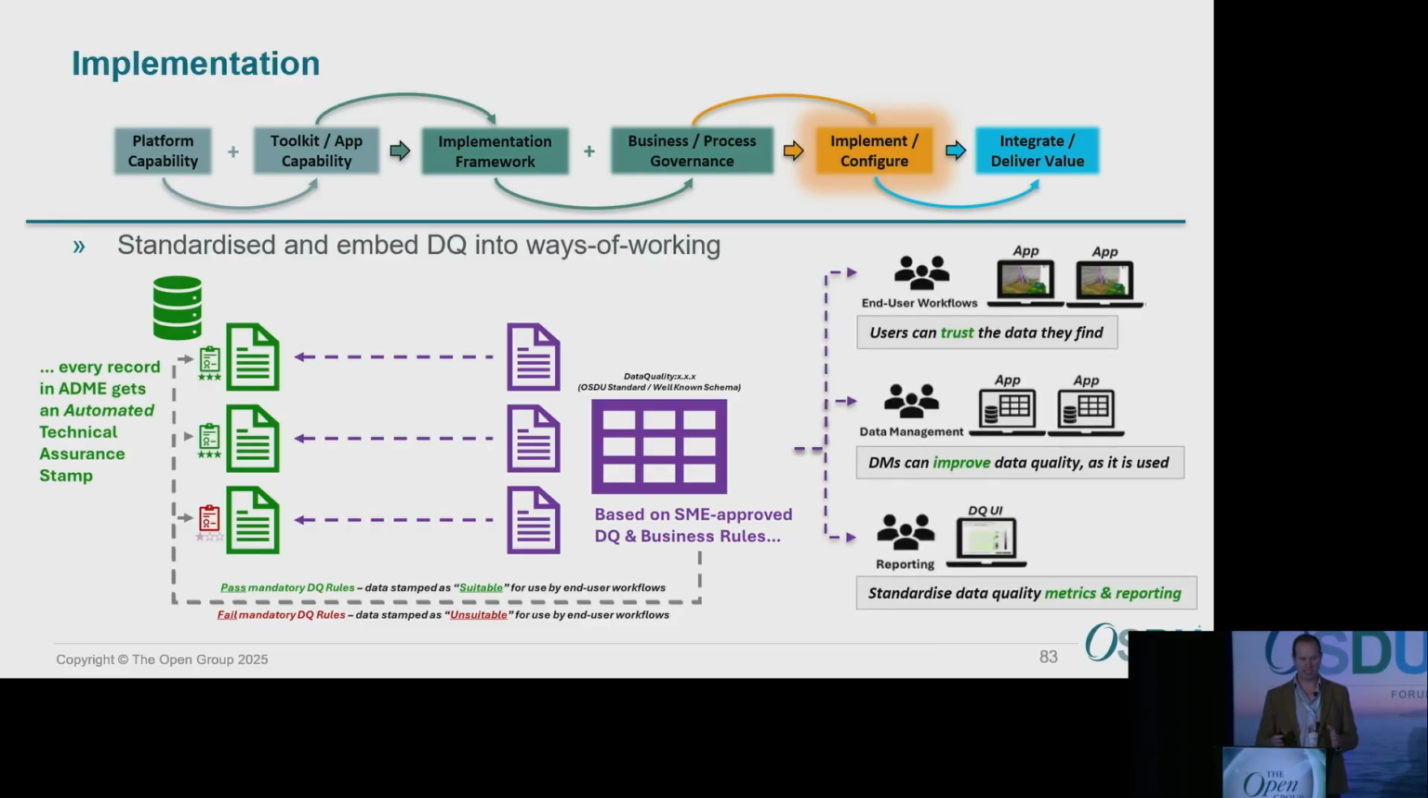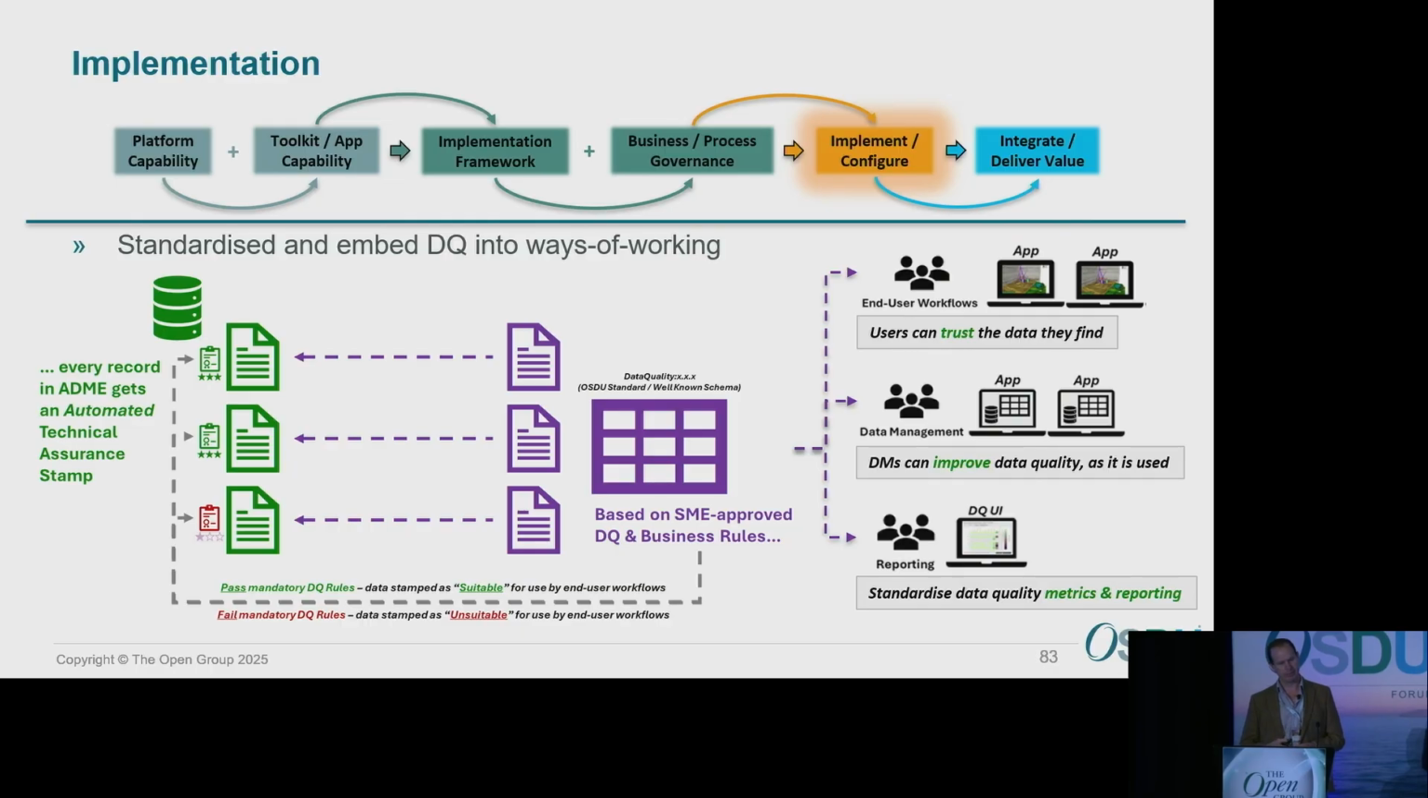And the whole point of this is this piece. Why do we do this? We build trust with end users. End users can now find data and be confident it's suitable to use in the workflow that they're involved with. And, as I said earlier, they can actually drill down into each record and look at all of the data quality rules that have been run against it.